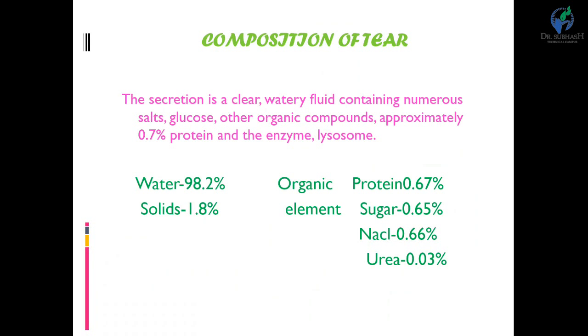We also have to see the composition of the tear. This secretion is a watery fluid containing numerous salts, glucose and other organic compounds. Approximately 0.7% is proteins and enzymes. The major portion is water, about 98 percent, and the rest is salt, sugar and proteins.